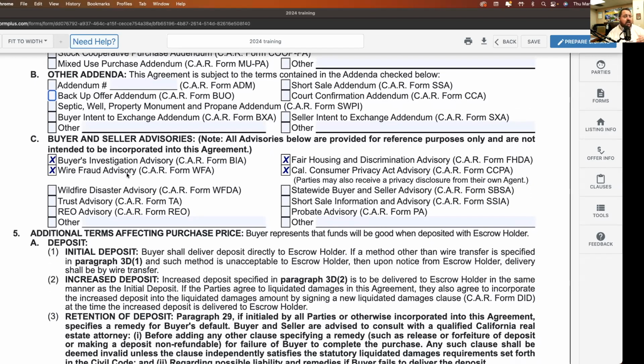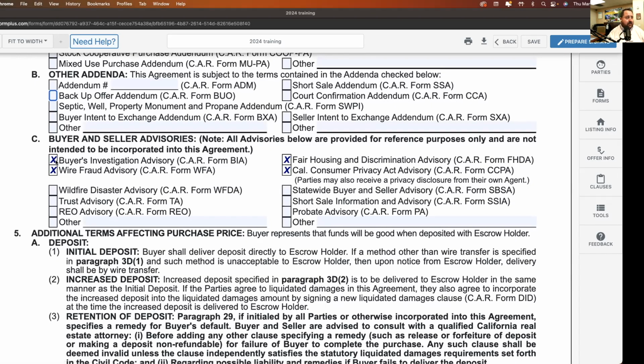The advisories, they're already checked off, most of them, right? The buyer's investigation advisory, the wire fraud, the fair housing, the consumer protection, that stuff is already checked off because it comes with the package, right? It always is included. The wildfire disaster advisory is only necessary if the property is in a high or very high fire zone. We really don't know that until we get the NHD report, so you don't need to include that.